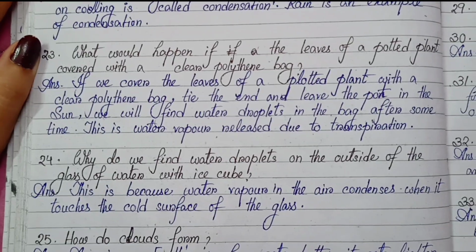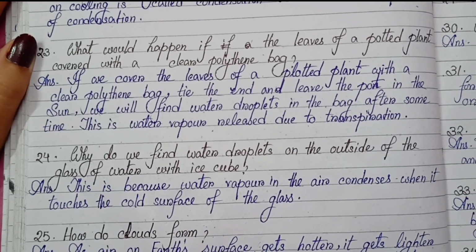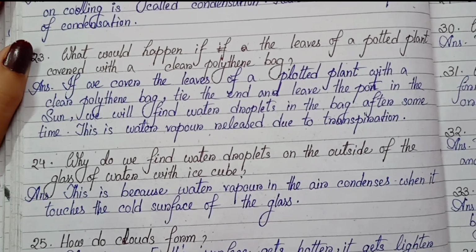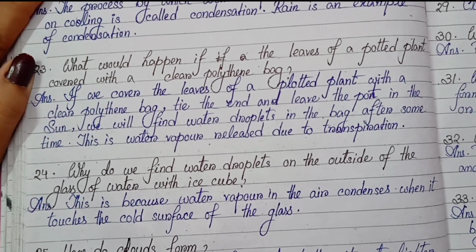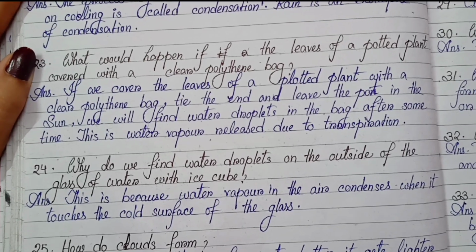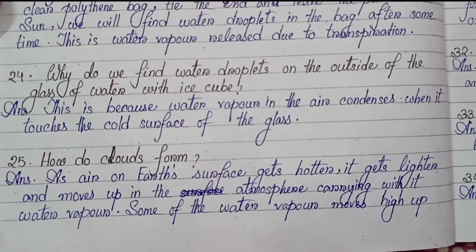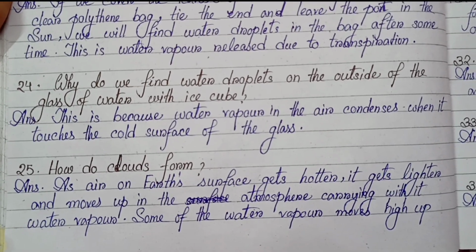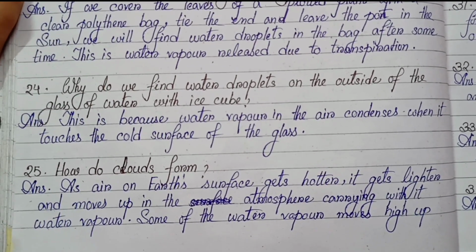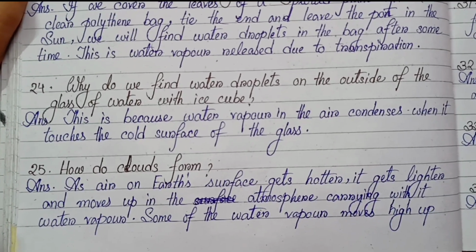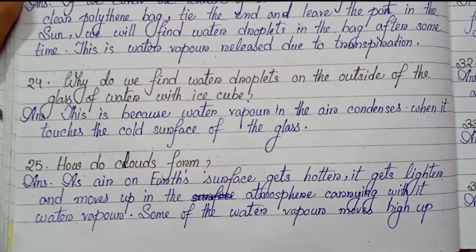Number 24. Why do we find water droplets on the outside of a glass of water with ice cubes? This is because water vapor in the air condenses when it touches the cold surface of the glass. Number 25. How do clouds form? As air on Earth's surface gets hotter, it gets lighter and moves up in the atmosphere, carrying with it water vapor.